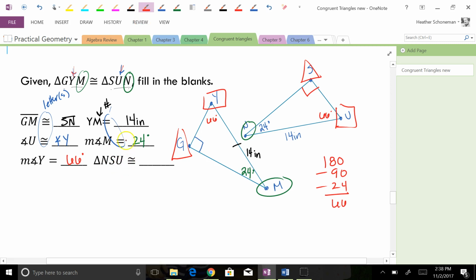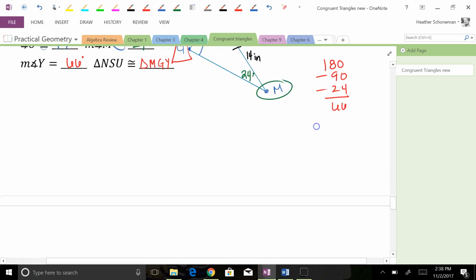Alright, last one. They want NSU is congruent to. Okay, well, if you don't like using the congruent statement, let's use the picture. N we said matched up with N. S had the triangle, so that matches up with G. And U has the square, so it matches up with Y. So you can use the congruent statement to rewrite it or the picture.